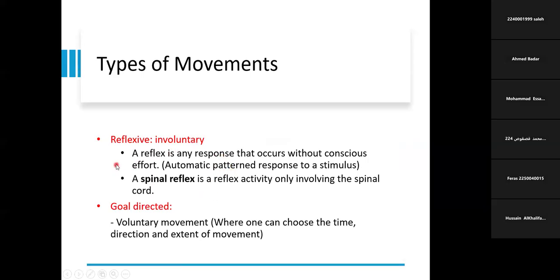So this is just a review slide of what we discussed at the beginning of the motor system, that we have two types of movements, one which is called reflexive movement. This is involuntary, and it is an immediate involuntary response to a stimulus. And if it is originating from the spinal cord, then it is called spinal reflex. I will give you an example. For example, in our eye, we have got the pupil. If the light is more, this becomes small. If the light is less, it becomes big. This is called dilatation and constriction of the pupil.